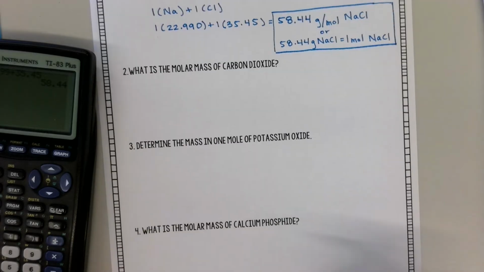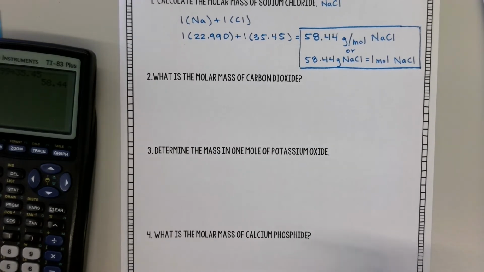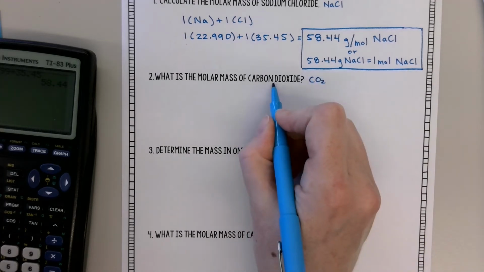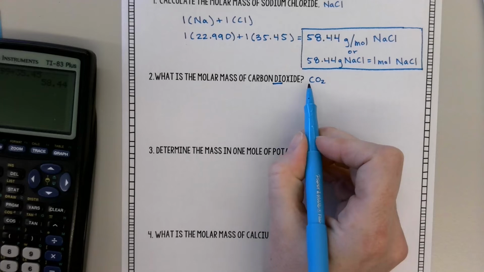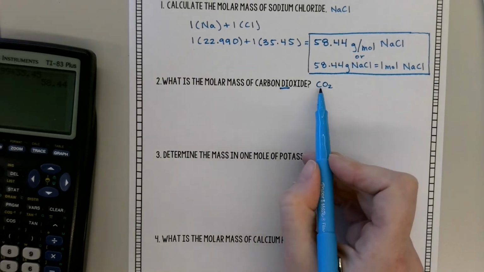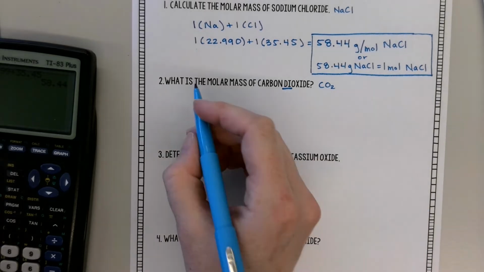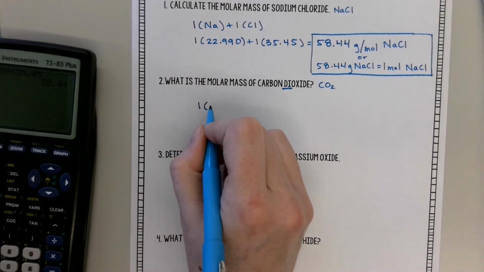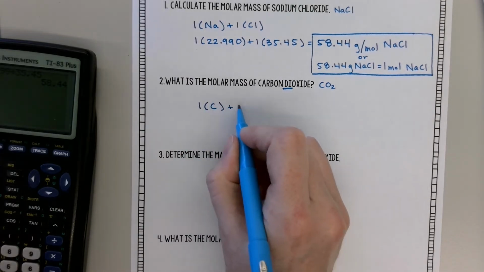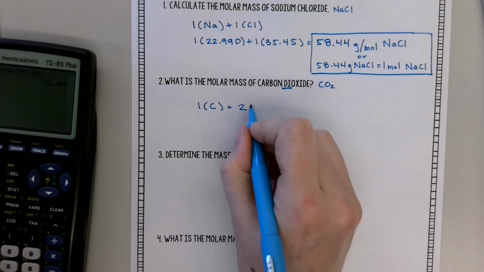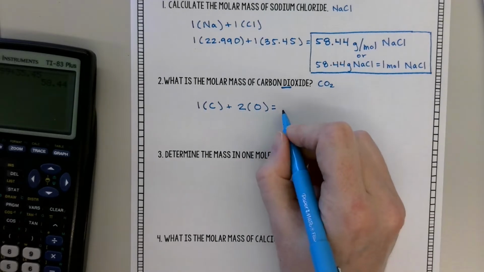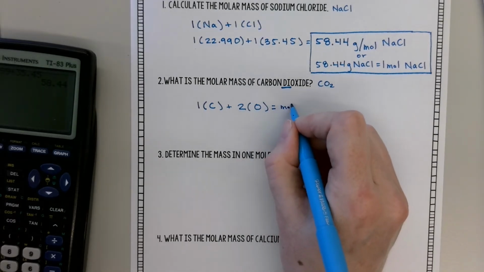Okay. Next problem. What is the molar mass of carbon dioxide? Well, we have to remember this type of compound has prefixes in it. So it already tells us that there's 1 carbon and 2 oxygens in the name. So if we want the molar mass of CO2, we've got 1 carbon, so we need the mass of carbon plus 2 times the mass of oxygen, and that'll give us our molar mass.